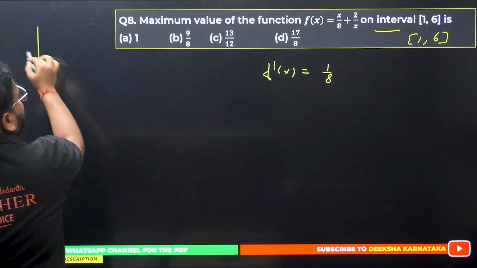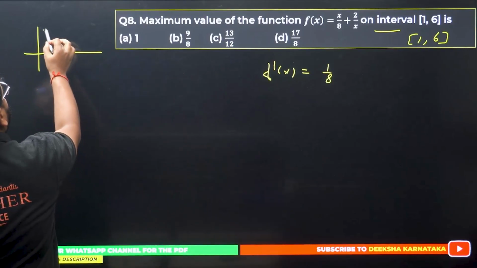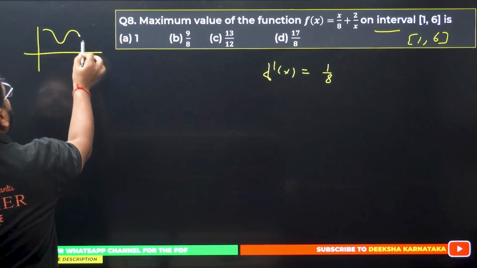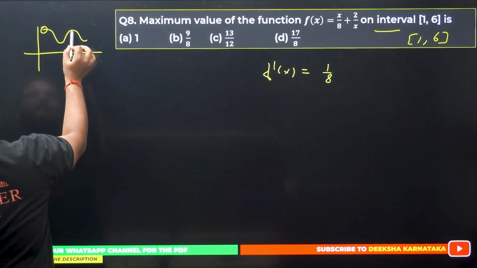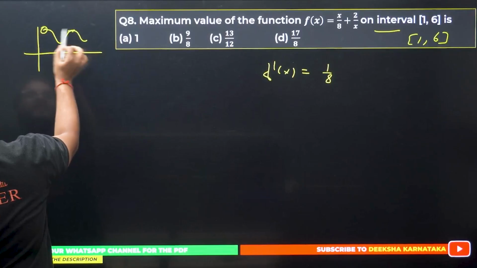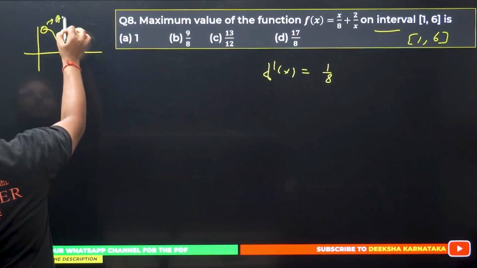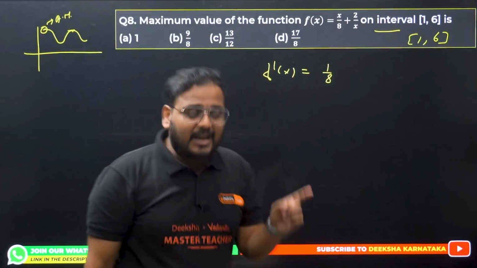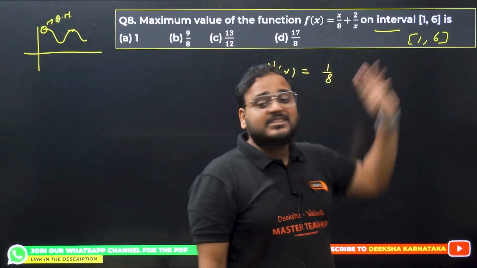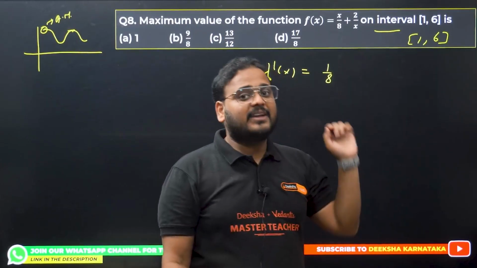If the function is, let's say, like this, starts from the point here, and let's say this point is more than this, right? I get a maximum over here, but this point is higher than this. This will become my absolute maxima, correct? So we need to find the function value at the points 1 and 6 also. We cannot just find the critical point.